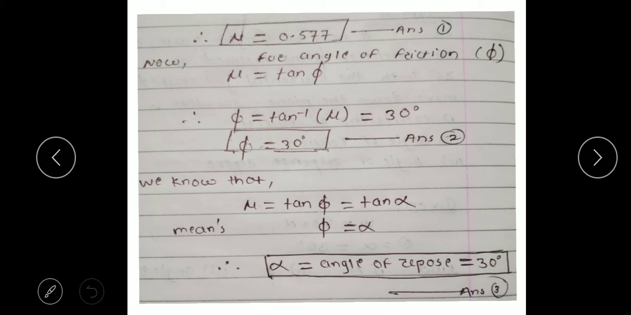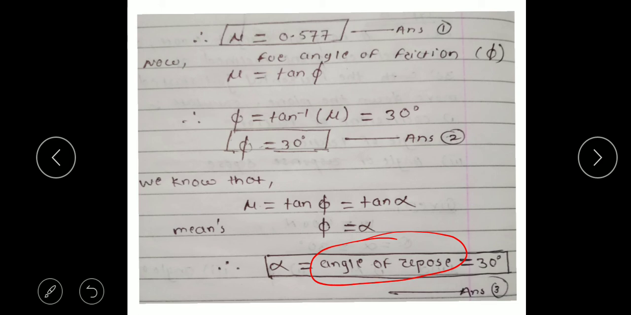Then the third answer, angle of repose. Angle of repose is nothing but alpha, but according to the theorem, mu is equal to tan phi equal to tan alpha. So it means that phi is equal to alpha, and if the phi value is 30 degrees, then the alpha value will also be 30 degrees. So this will be the third. The new term is angle of repose, and in this numerical the external force is absent, and on the basis of motion of the body we are deciding the direction of the friction.